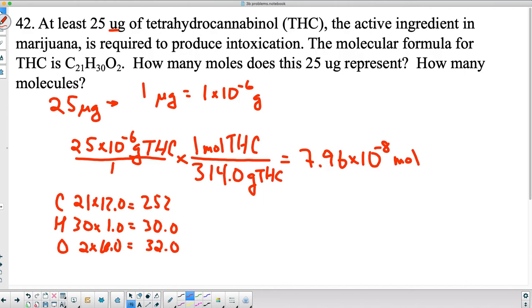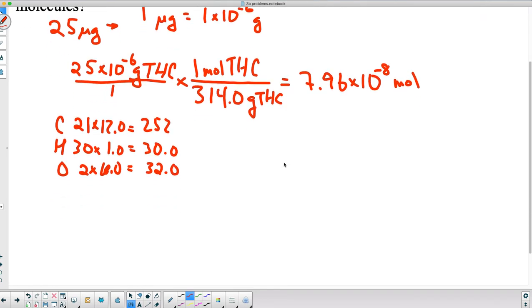But this question says how many moles is this and how many molecules. So let's do the molecules part. I'm going to have to scroll down for this. This is actually an easier calculation than finding the moles from mass. So I'll just start it right here. 7.96 times 10 to the negative 8th moles. Looks like this.